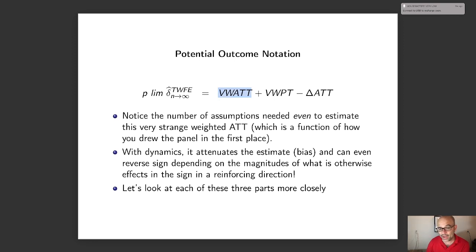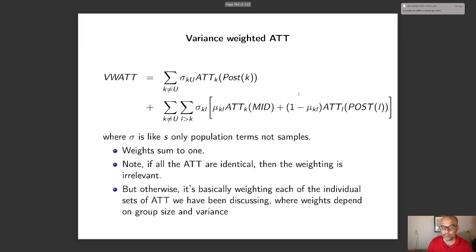So, variance-weighted average treatment on the treated, a variance-weighted parallel trends assumption, negative delta ATT. The only way two-way fixed effects is going to be a consistent estimate of this weighted average causal effect is if you have parallel trends and you have no dynamic treatment effects. So the variance-weighted ATT, these are now population terms, not samples. You get ATTs associated with every particular treatment timing group. So there's really four of them: an ATT for K, an ATT for L, an ATT K mid, an ATT L post. Weights are going to sum to one.